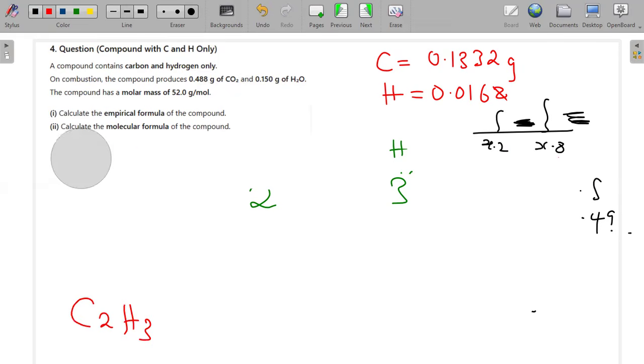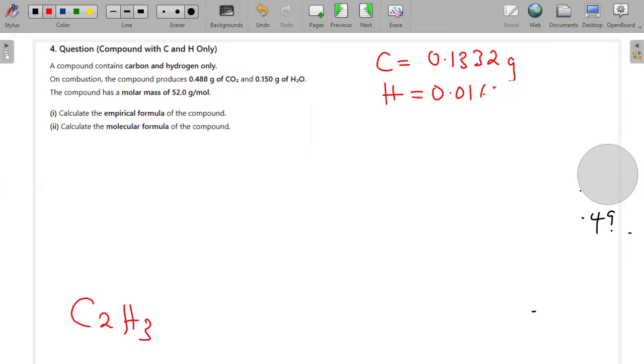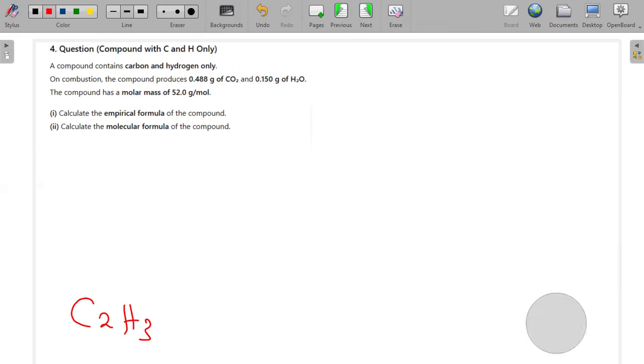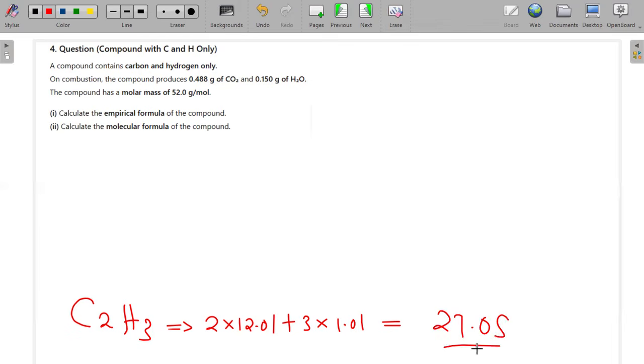The next step is to find the molecular formula. So for the molecular formula, we first have to find the empirical formula mass. So empirical formula mass will be 2 multiplied by 12.02 for the carbon plus 3 multiplied by 1.01 for the hydrogen. So this one gives me what as my empirical formula mass? My calculator says 27.05.